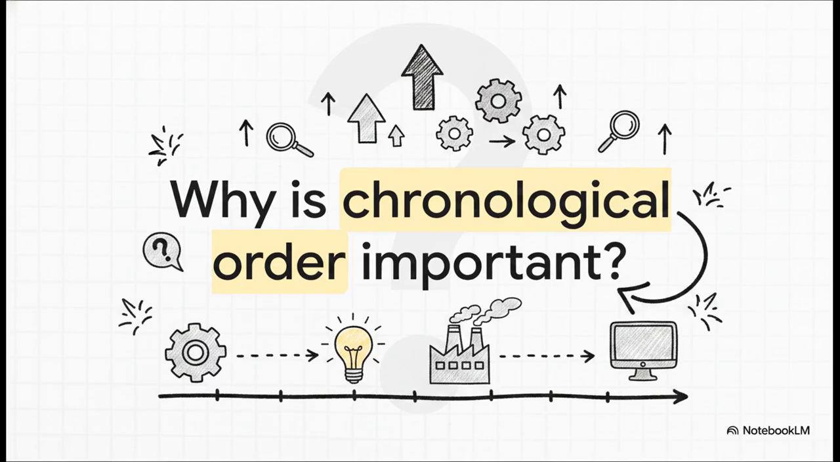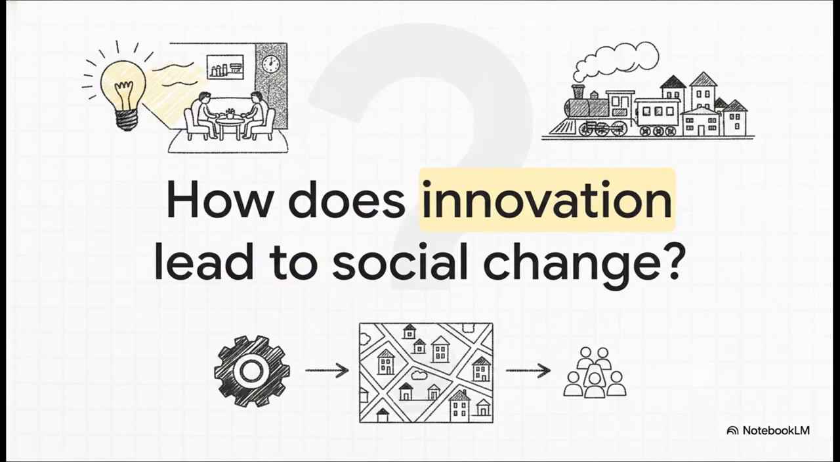So the crucial point here is that sequencing reveals cause and effect. It shows us how one single invention paves the way directly for the next. If we just jumble all the dates up, we lose that beautiful story of step-by-step progress. And question 3, how does innovation actually lead to social change?